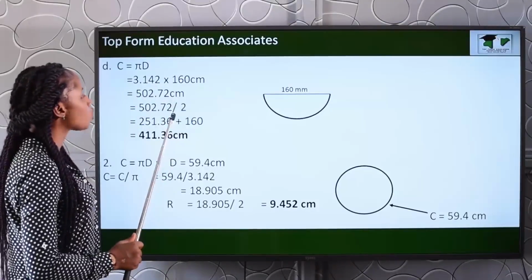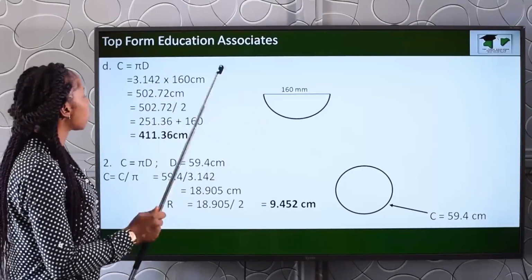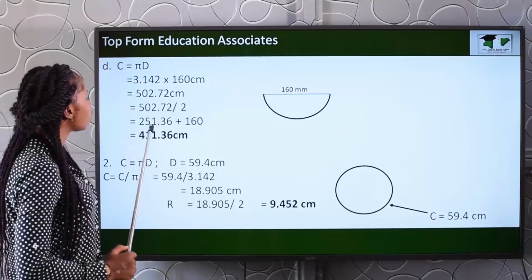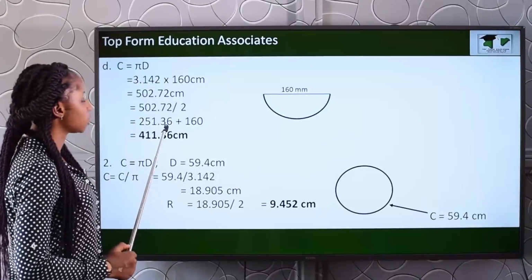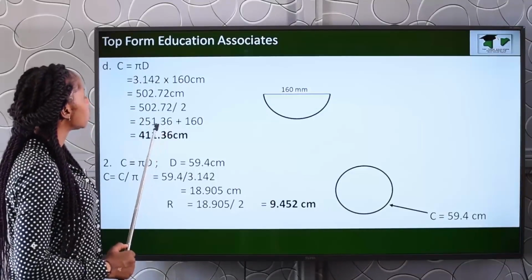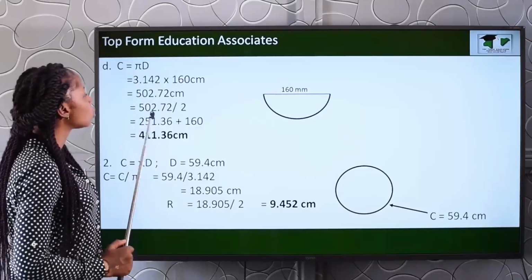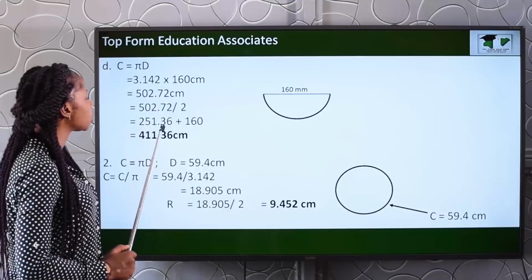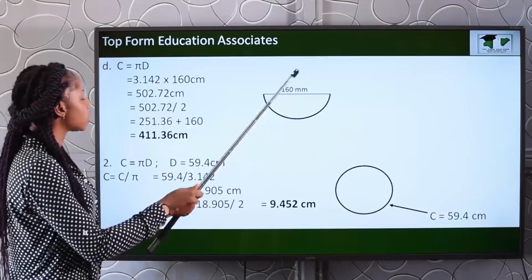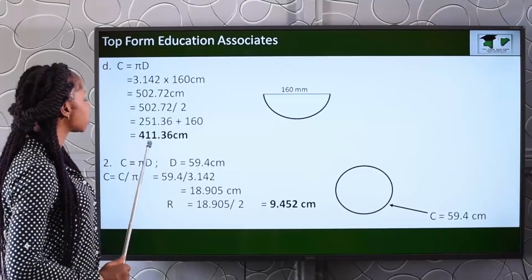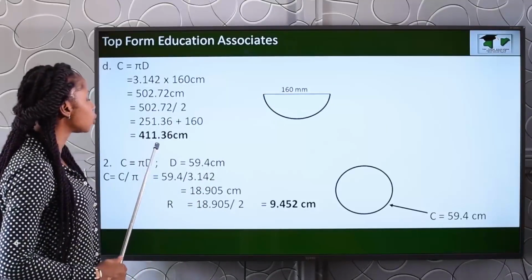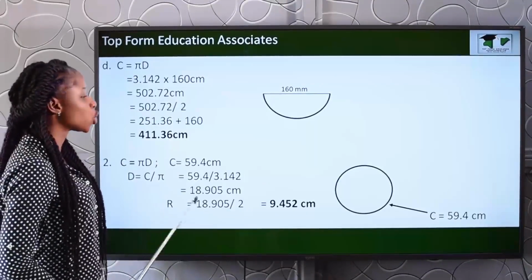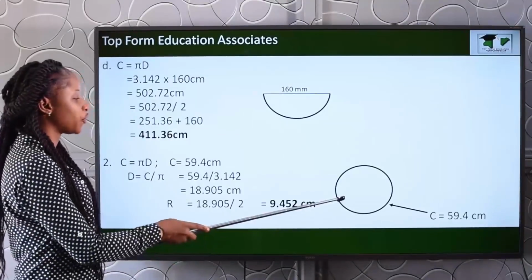And we divide by 2. Why? Because it is a semicircle. So when we divide it by 2, we have 251.36. Okay, now to get the circumference or the perimeter of this shape, we'll add it all together. 251.36 plus 160 centimeters. And the final answer here is 411.36 centimeters.